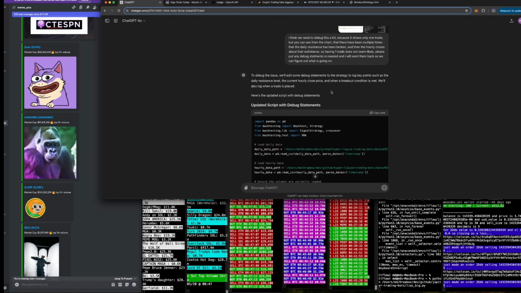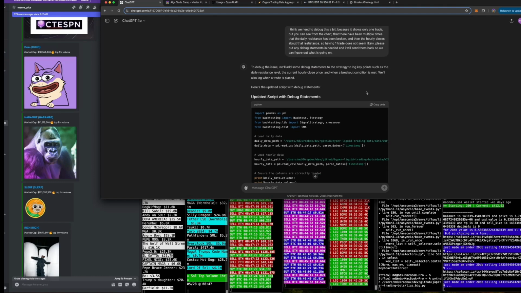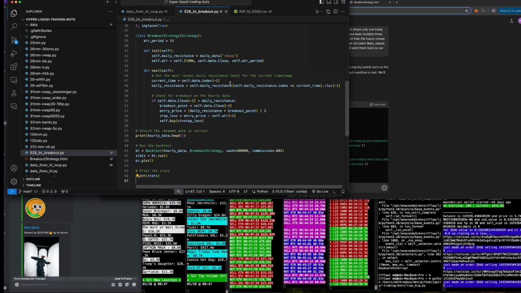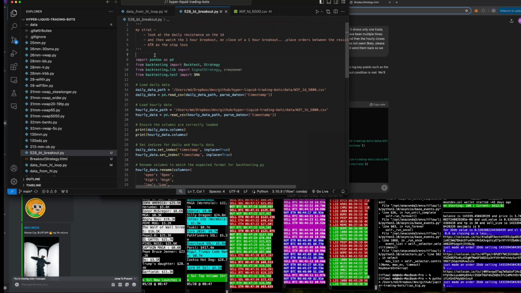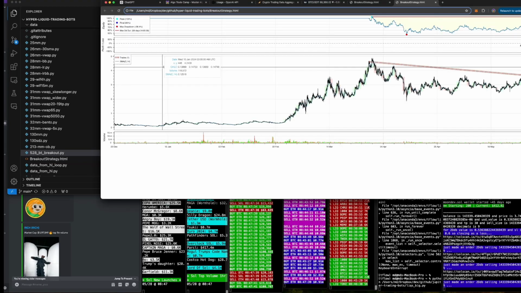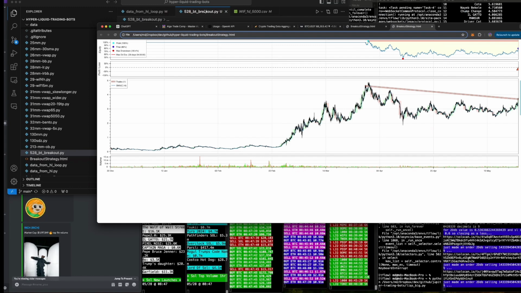Let's go ahead and see what they did. To debug the issue, we'll add some debug statements to the strategy to log key points such as daily resistance, the current hourly close price, and when the breakout condition is met. We'll also log when a trade is placed. Perfect. So remember, it's research, backtest, and then implement. So we're backtesting this strategy right now. This is exactly what I want to see. I want to see all the trades. Well, there's only one trade, but that's the problem.